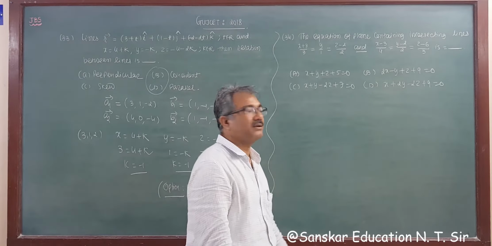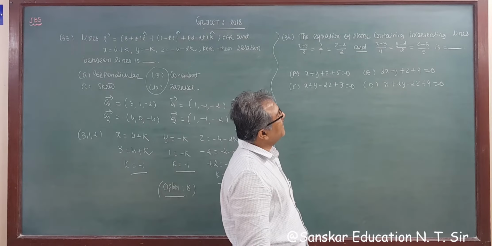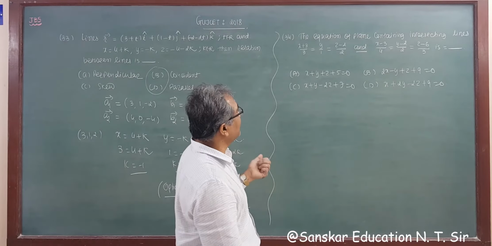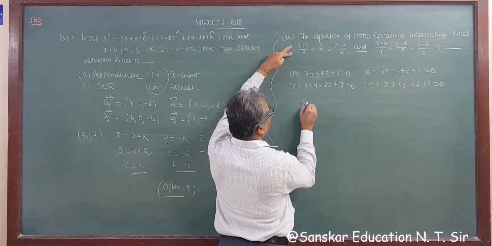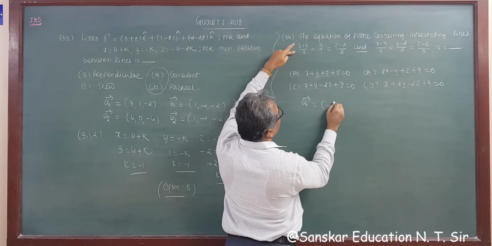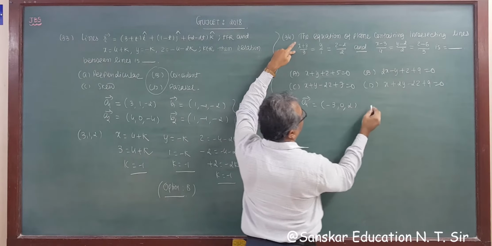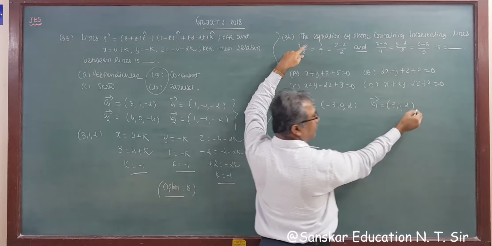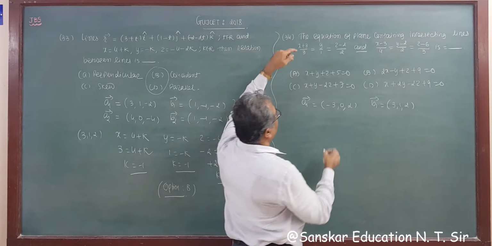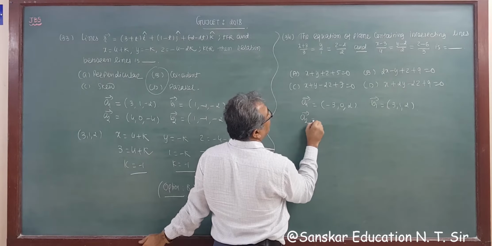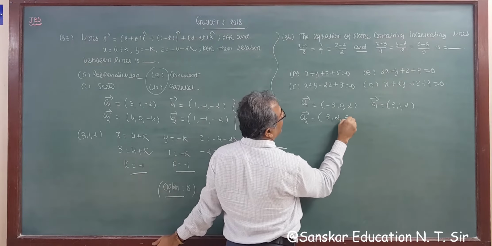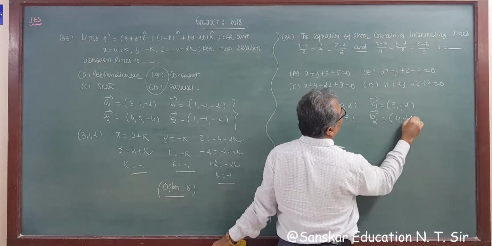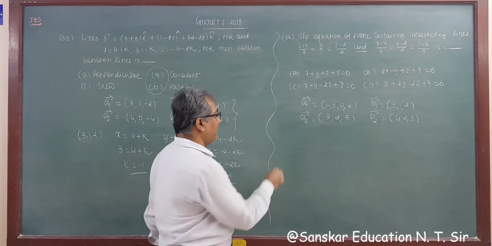Now the second question, number 34. The equation of a plane containing the intersecting lines is, so again what you require is points and directions. For the first line, the point a1 bar is minus 3, 0, 2, and the direction b1 bar is 3, 1, 2. And for the second line, a2 bar is 3, 2, 3, and the direction b2 bar is 4, 2, 3.